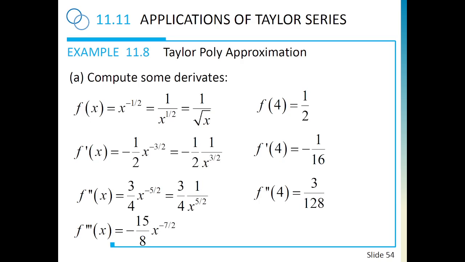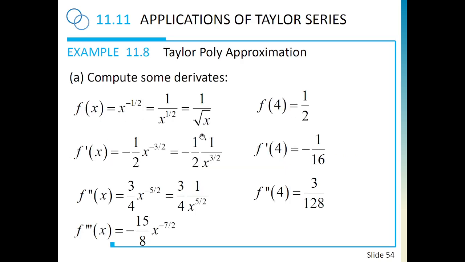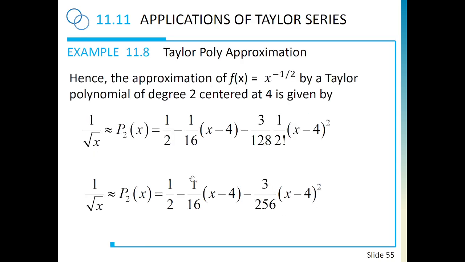So in this case we have the task to find the Taylor polynomial of degree 2, so we need to go up to 2 derivatives, and then we need a third one to estimate the error using Taylor's inequality. So the question was to find the polynomial of degree 2 centered at 4, so that's why we evaluate the function and the derivatives at 4, and now we just use the formula to find the polynomial of degree 2.